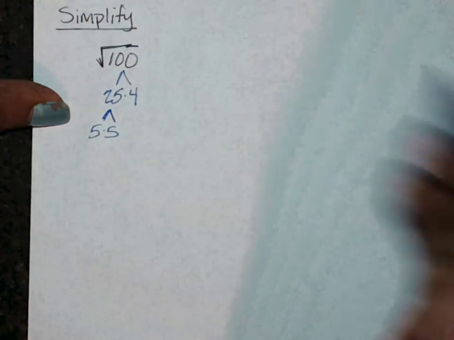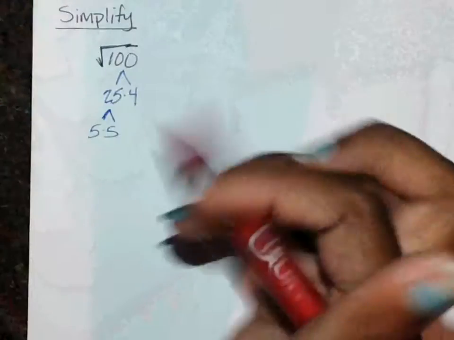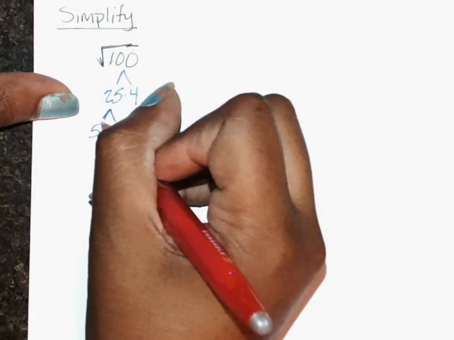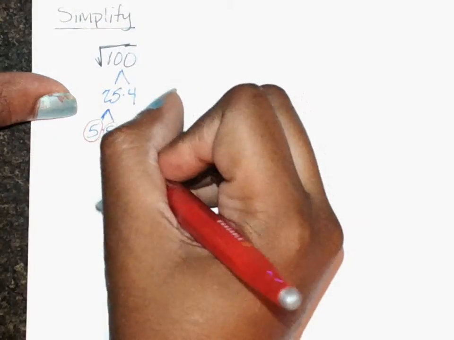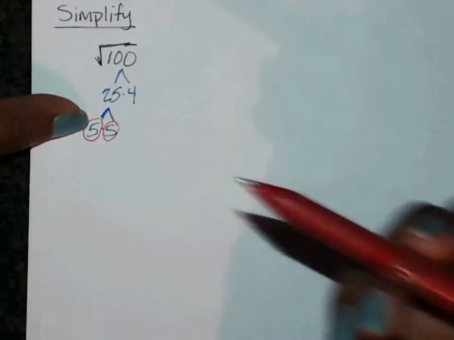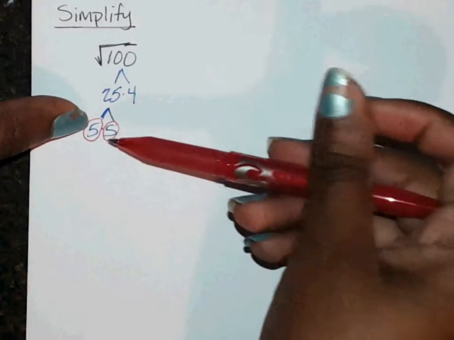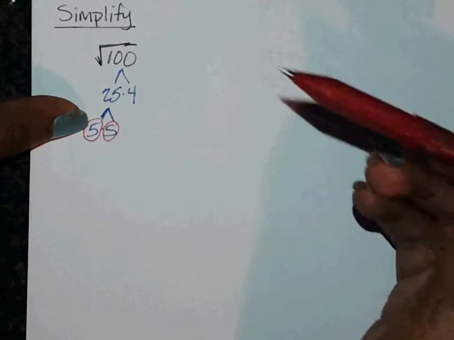Five times 5. Let me see if I can break down 5. Cannot break that down, so I'm going to circle it. I can't break down 5 anymore because 5 is a prime number. The only factors that'll get you 5 is 1 and itself.